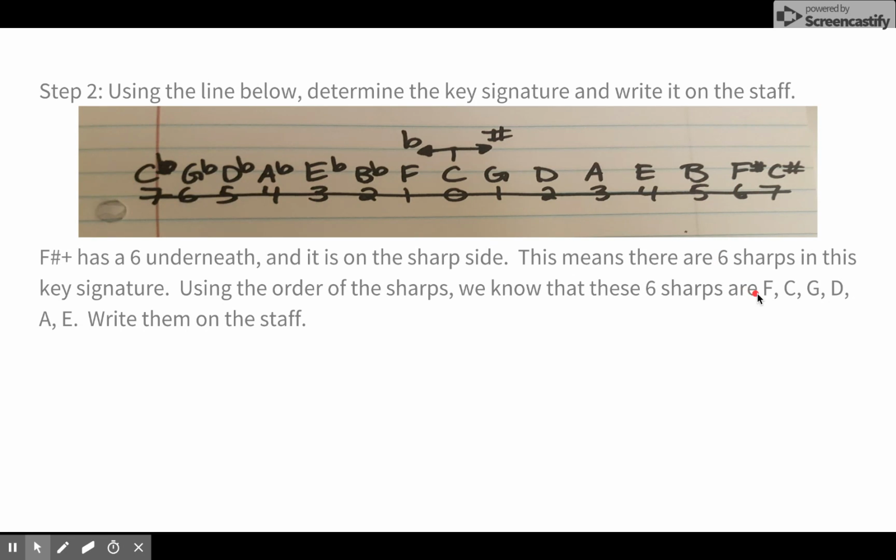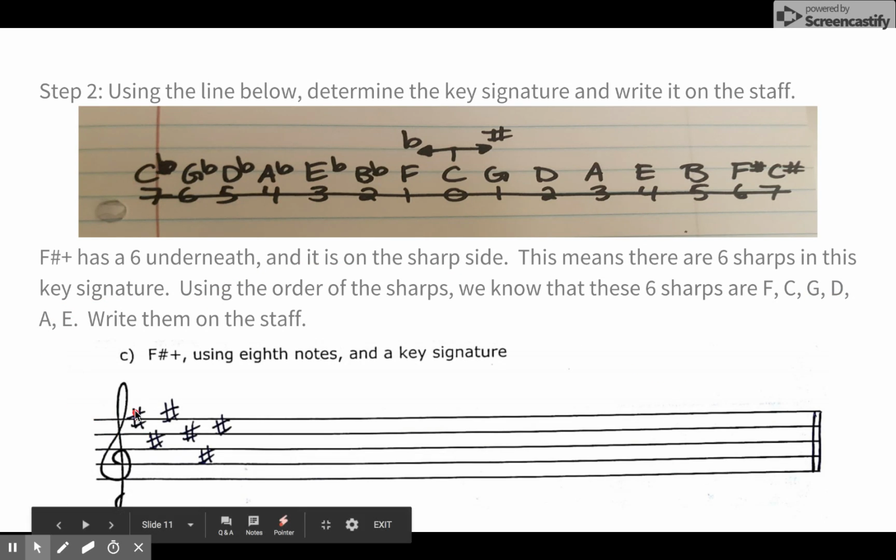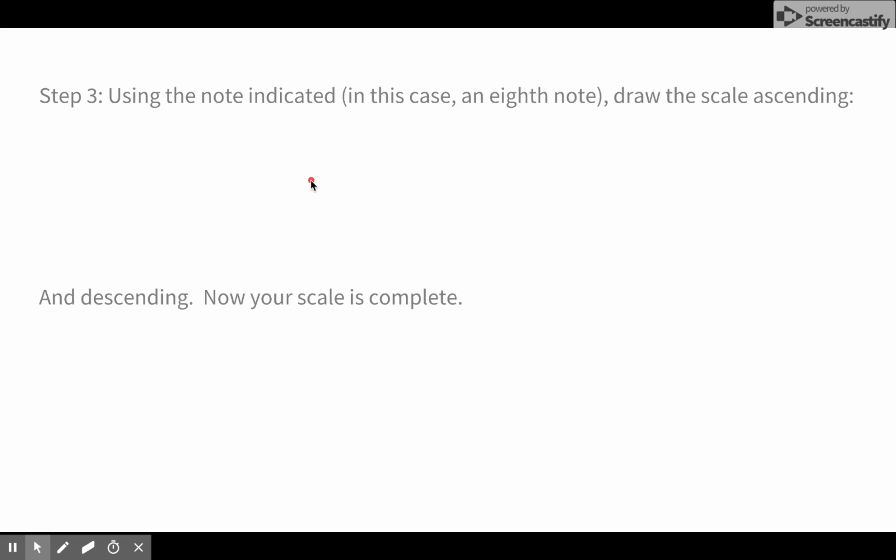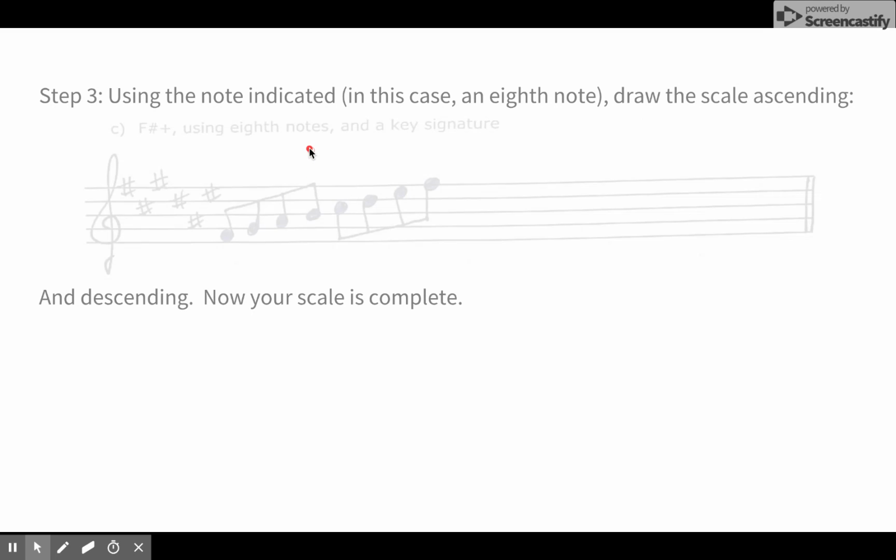So the first 6 sharps are Father Charles goes down and ends. So we're going to write them on the staff. Father Charles goes down and ends. Now we're going to use the note indicated, in this case an eighth note, and draw the scale ascending.